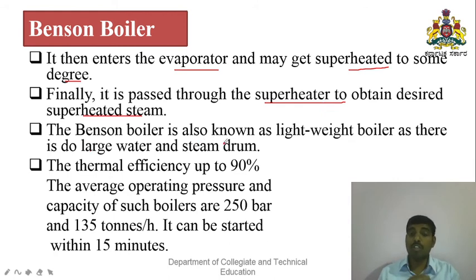The Benson boiler is also known as a light-weighted boiler, as there is no large water and steam drum. This is a light-weighted boiler because the drum is absent. For that purpose, it is called a light-weighted boiler. The thermal efficiency is up to 90%. The average operating pressure and capacity of such boilers are 250 bar and 135 tons per hour. It can be started within 15 minutes.